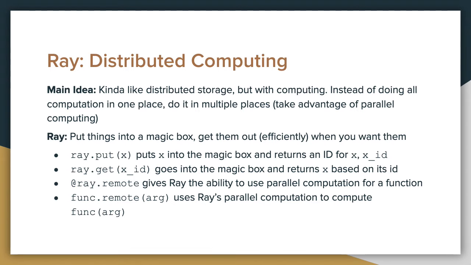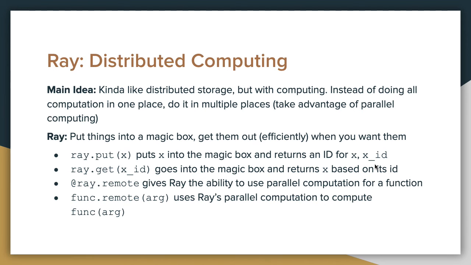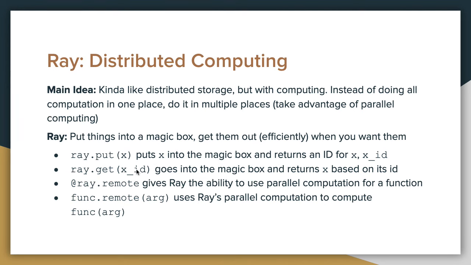The way it does that is you put whatever you want to use for your computation into some magic box that Ray creates, and then when you want to use it, you get it out. Ray does that in an efficient way for you. In the actual code, to put something in the magic box, you say ray.put(X) to put X into the box, and that returns an XID for that element X. The reason it returns that XID is because when you want to get X back, you say, Ray, give me the object that is associated with XID, and then it will return X. You don't have to know how it does it efficiently, but you just know that it happens efficiently.